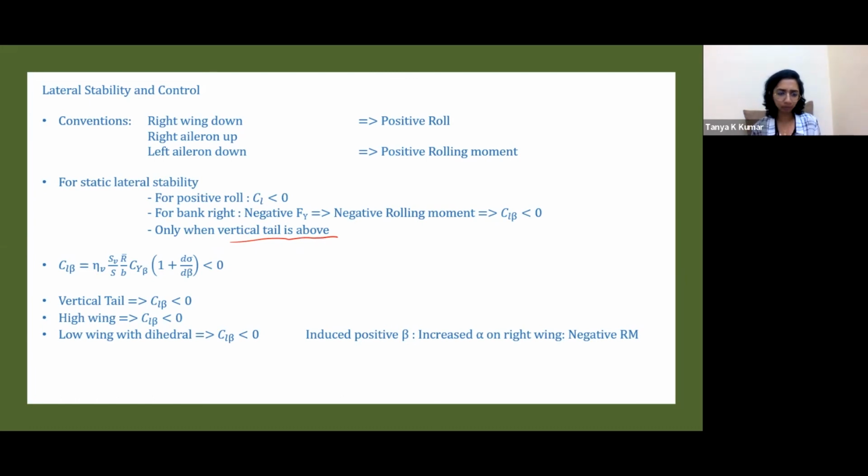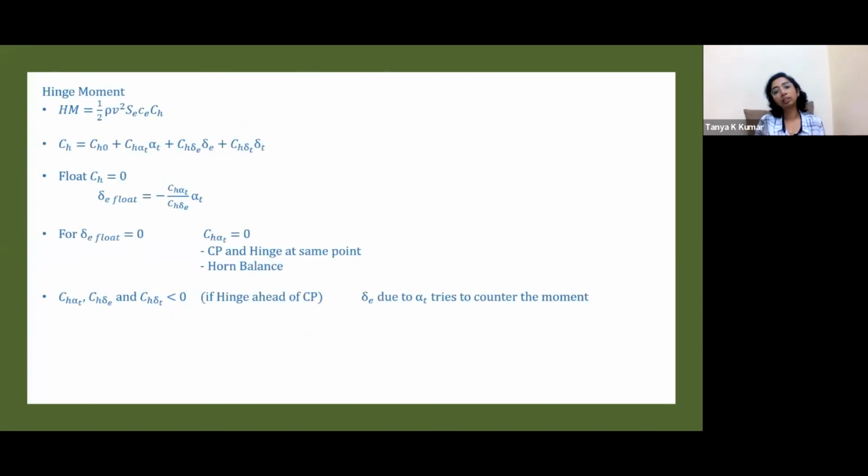So this is the equation for Cl beta, and we know that it should be less than 0 for stability. What are the factors that contribute towards stability? Vertical tail, high wing. And if it's a low wing, if you have a dihedral angle, it contributes towards lateral static stability. Now we moved on to stick fixed and stick free cases.